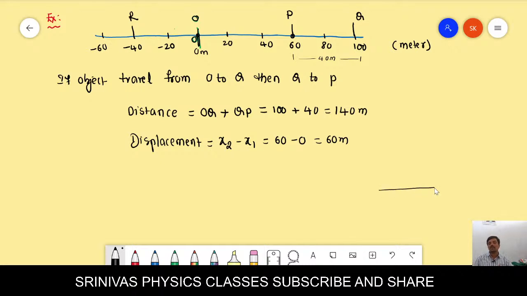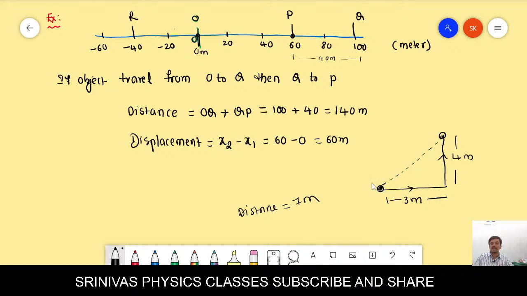For example, you traveled 3 meters along the east direction, and next you travel 4 meters. This is the actual path. This actual path length is called the distance. That means in this example, the distance is 7 meters, 3 plus 4, the actual path length. But the displacement is the shortest distance. Initially you started here, finally you are here. You join the initial and final points with a straight line. That straight line length is the displacement, because displacement is the shortest distance.